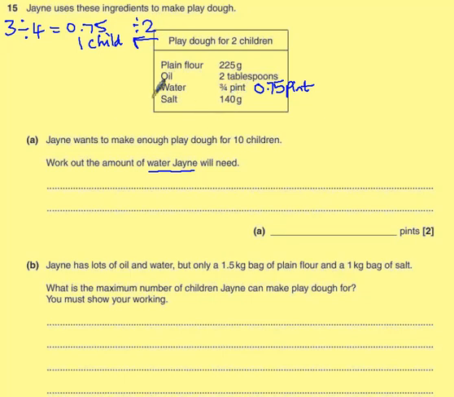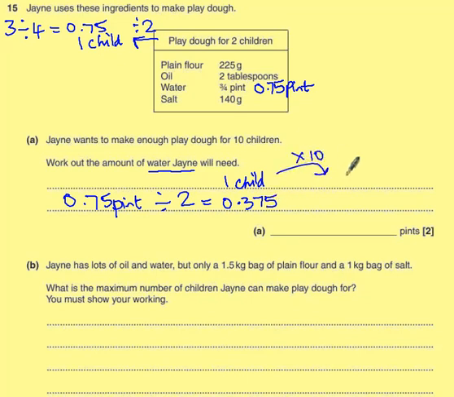So for water, we've got 0.75 of a pint for 2 children. If we divide that by 2, it will tell us what we need for one child. That'll be for one child, which will be 0.375. Then if we want to know for 10 children, if we times that by 10 for 10 children, will give us 0.375 times by 10, and we can use a calculator by that. We'll be moving our decimal point one place to give us 3.75 pints of water.